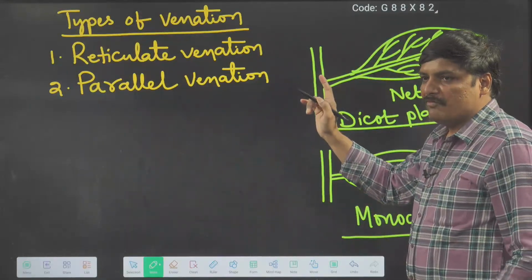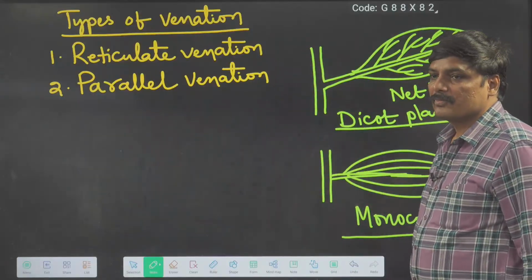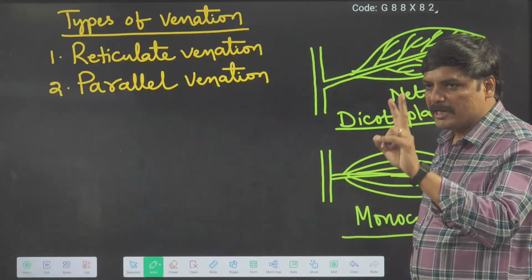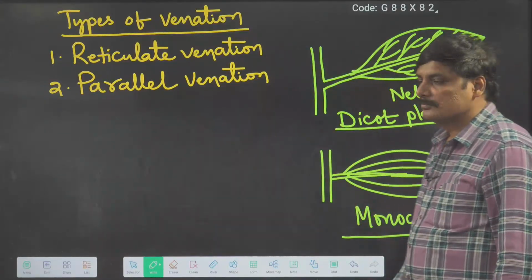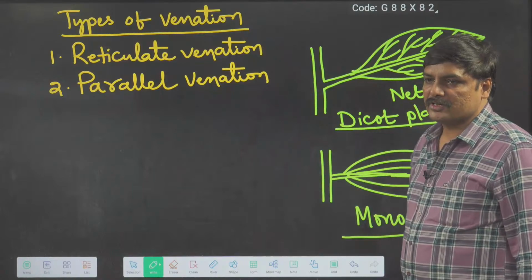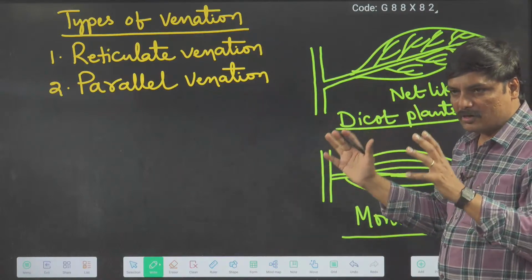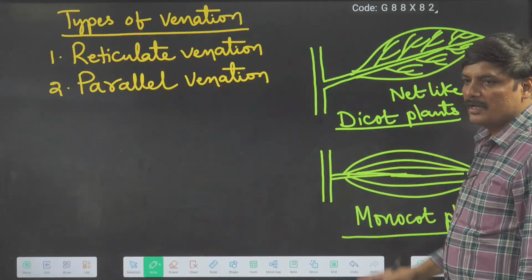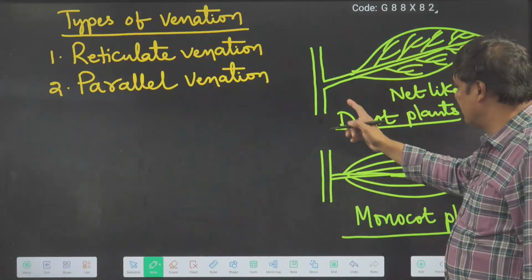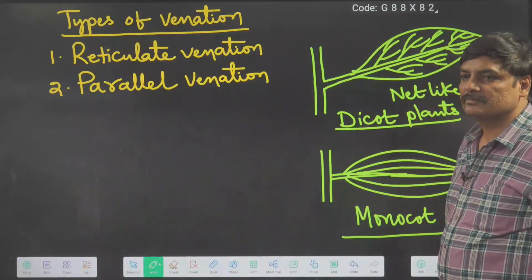Arrangement of veins and veinlets in the lamina is called venation. Venation is of two types: reticulate venation and parallel venation. Then what is reticulate venation? If veinlets are arranged in the form of a network, then it is called reticulate venation. Reticulate venation is commonly seen in dicots. However, there are some exceptions.